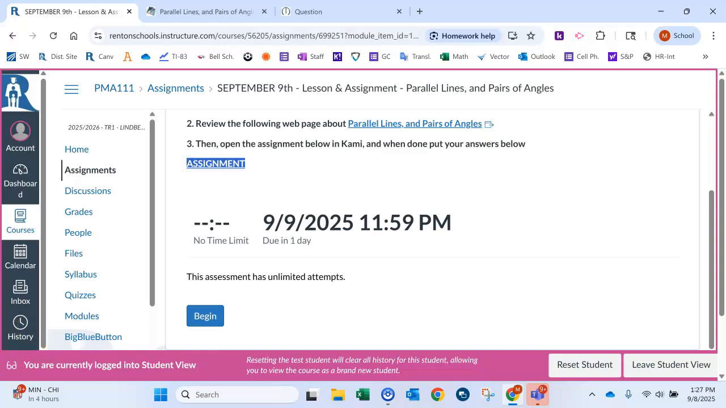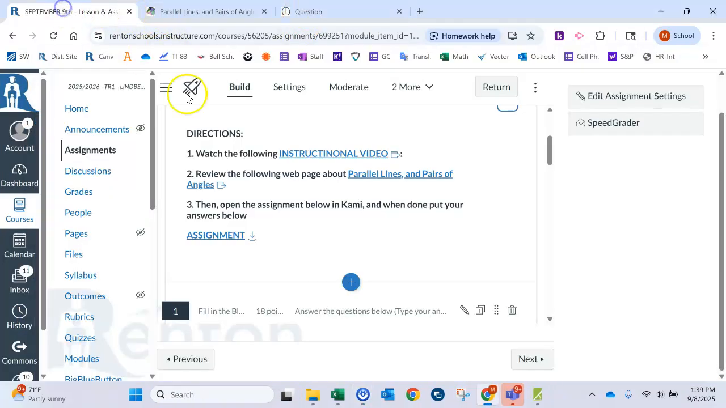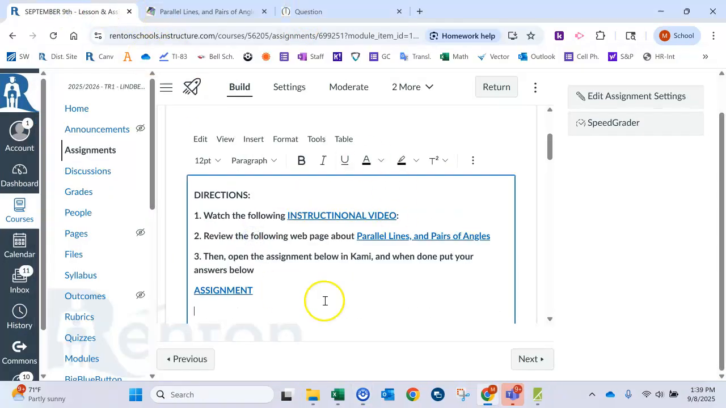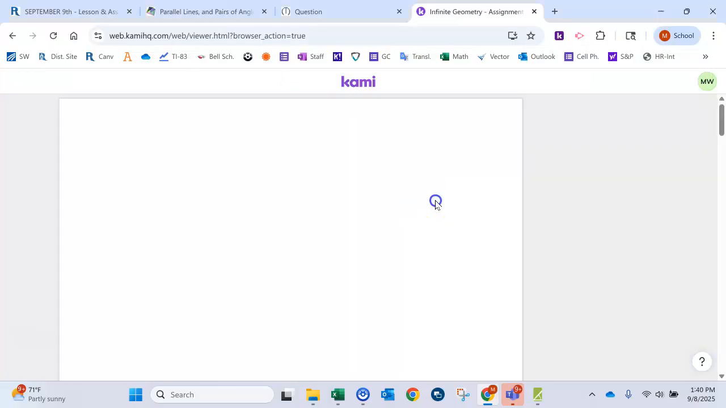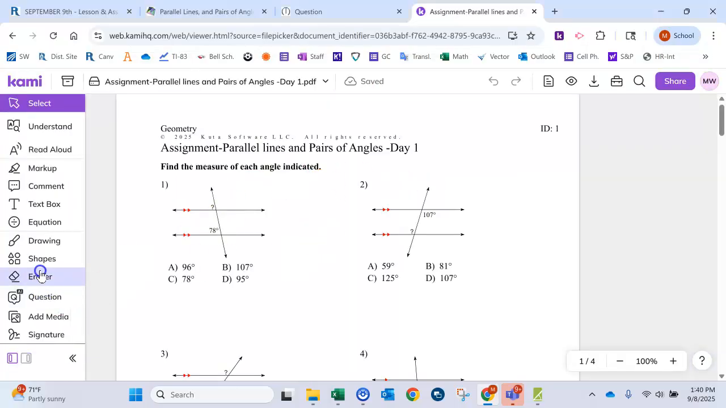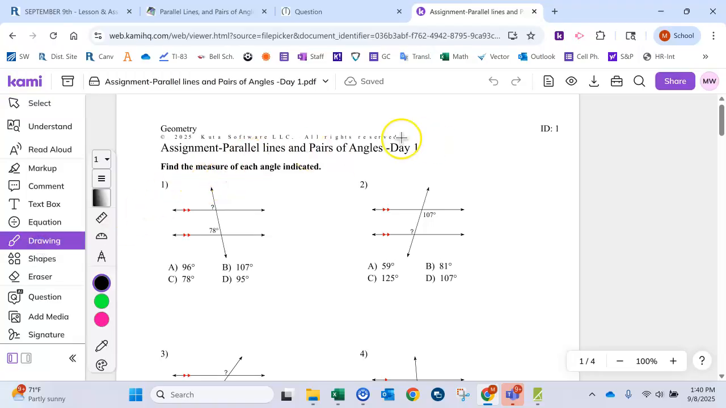When you open the assignment, make sure you download it, and then open it up in Kami, so you can mark it up. And then you will find these questions here.